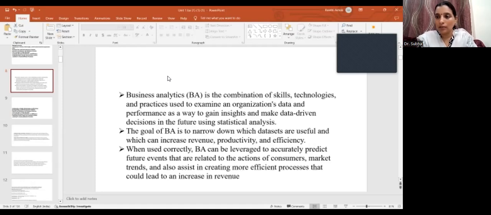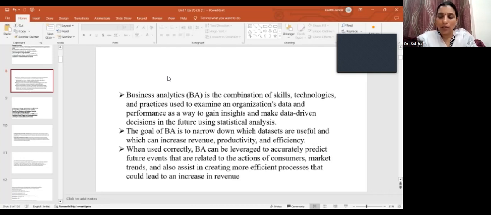So when this data is used correctly, the business analyst can leverage it accurately. You can use this kind of data analysis to accurately predict future events. What will happen in the future? What may be the demand for a particular product? What may be the sales for that particular product? In this way, through the analysis of your data, you can predict the future business and finally come up with business decisions for your future.